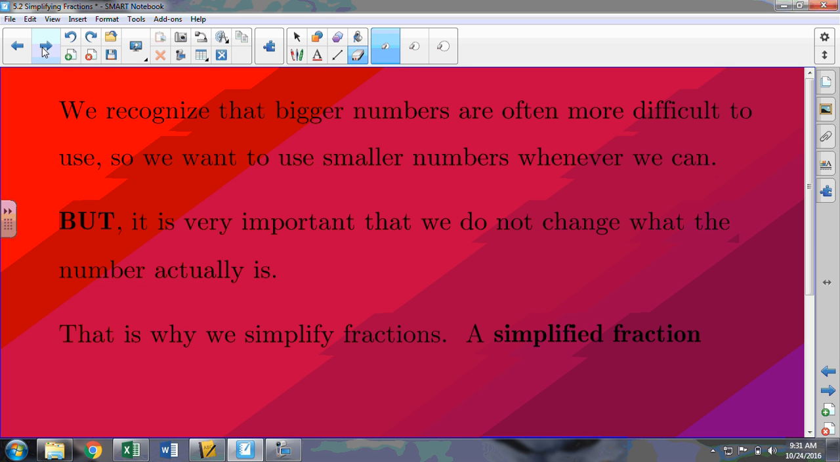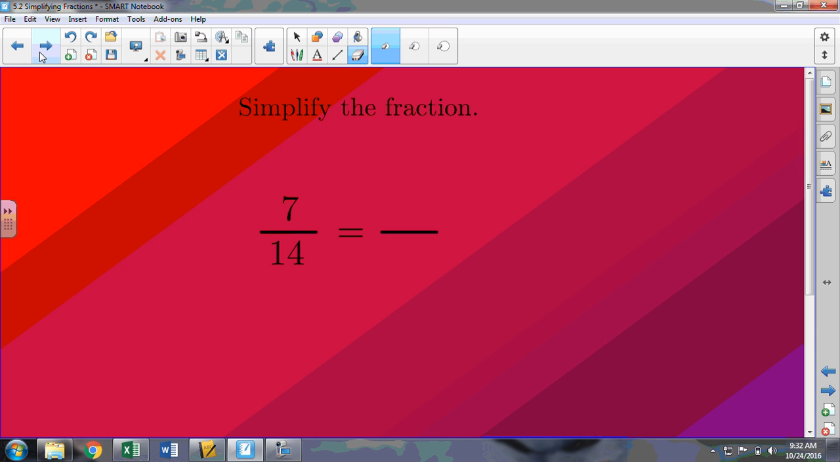But it is really, really important that we don't actually change what the number is. That's why we spent this time going over equivalent fractions. Equivalent fractions are the same number written in 2 different ways. Well, if we could have them written in a different way with smaller, easier numbers while keeping it the same, that just makes it better. For instance, in order to simplify them, we want smaller numbers.